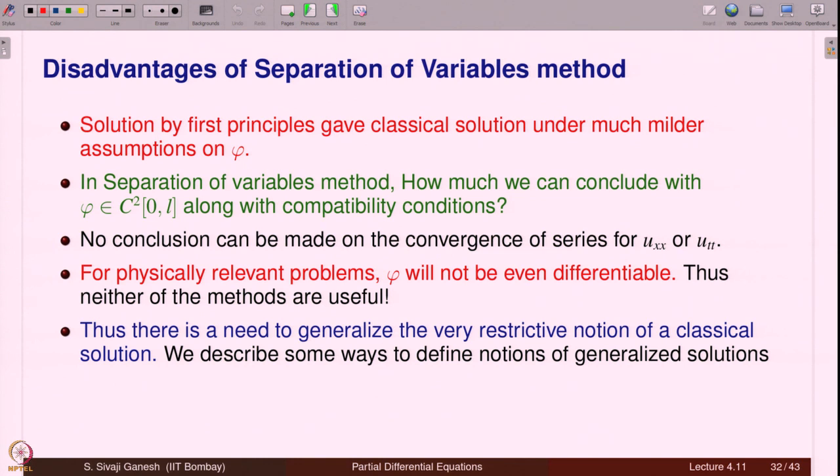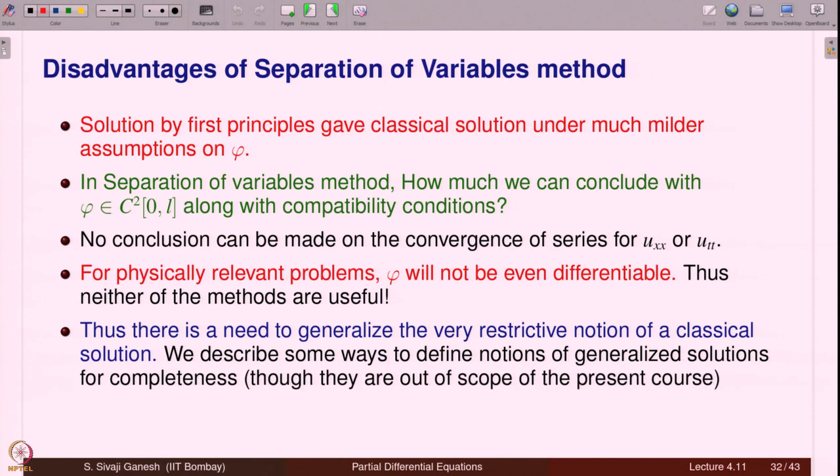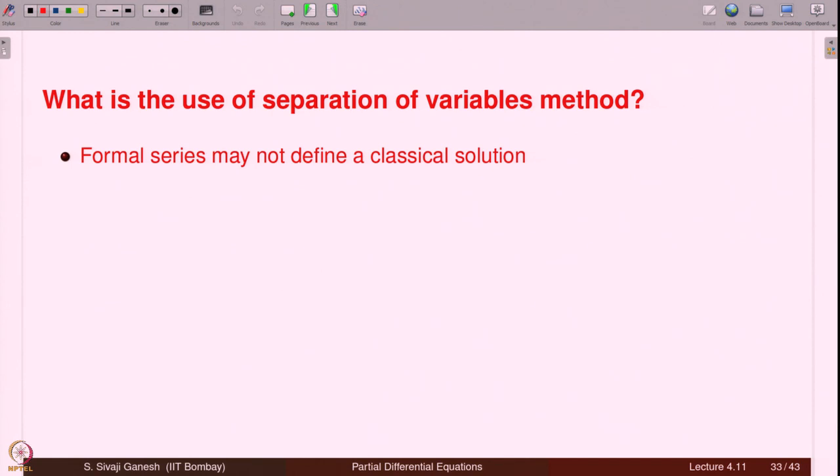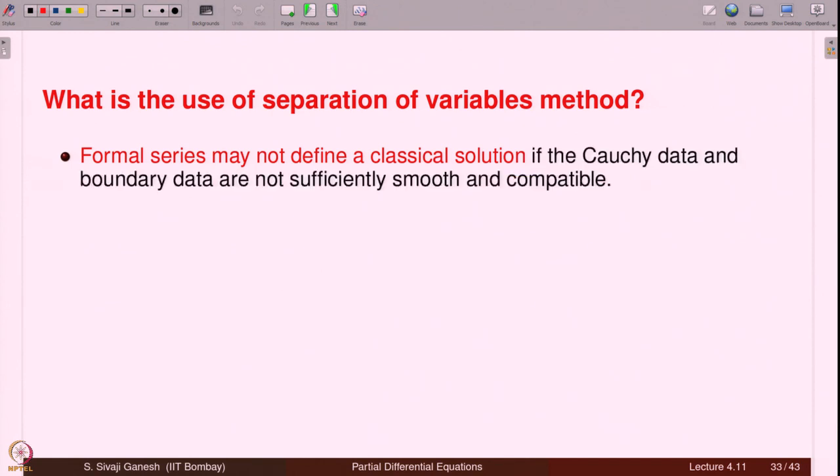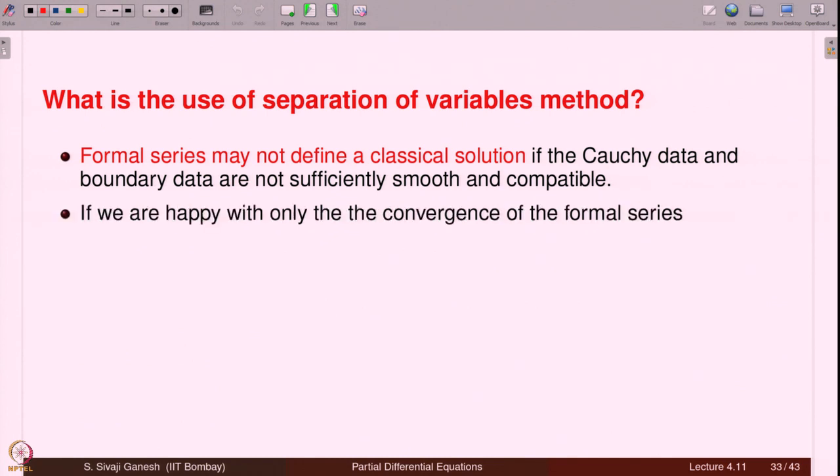We describe some ways to define notions of generalized solutions, for completeness' sake. It is out of the scope of the current course. We will do this later on. So, the formal series may not define a classical solution if the Cauchy data and boundary data are not sufficiently smooth and compatible with each other.